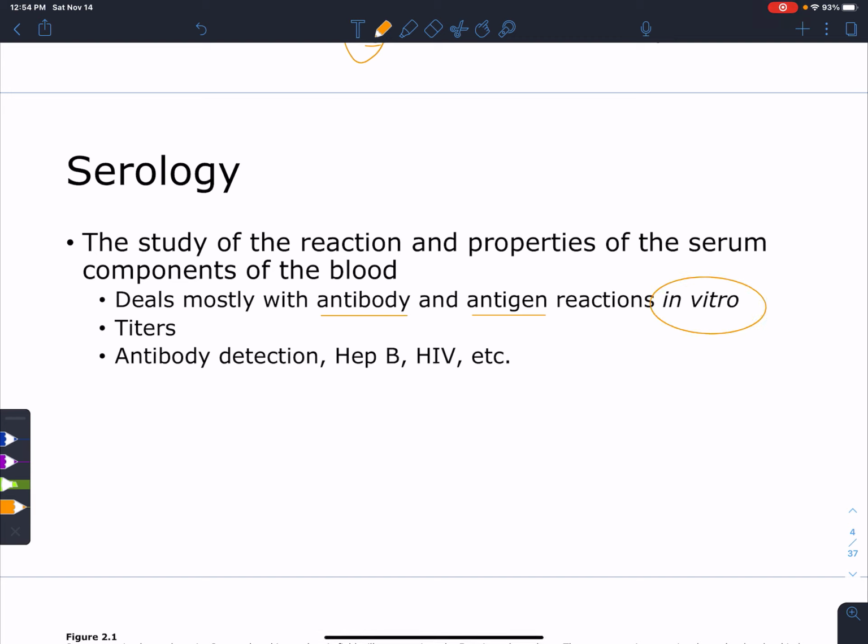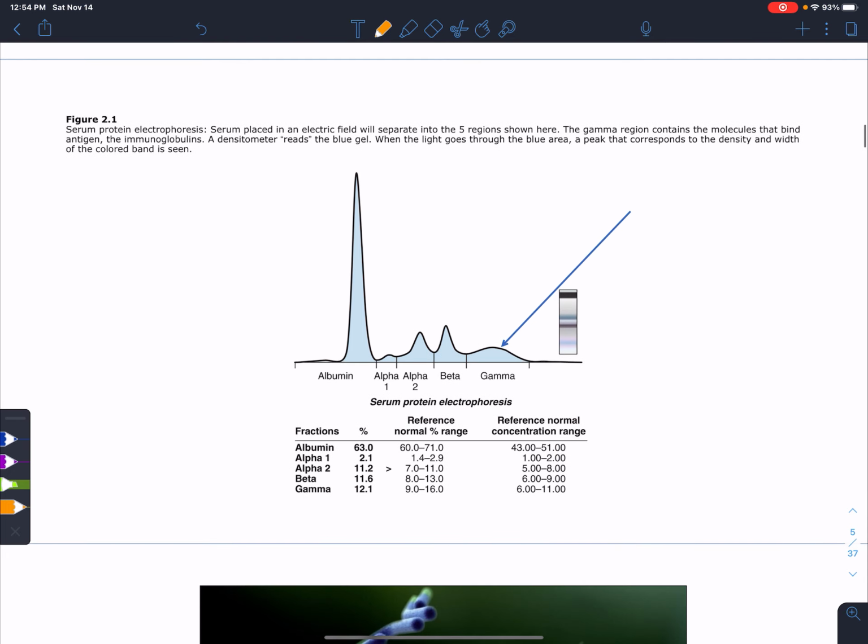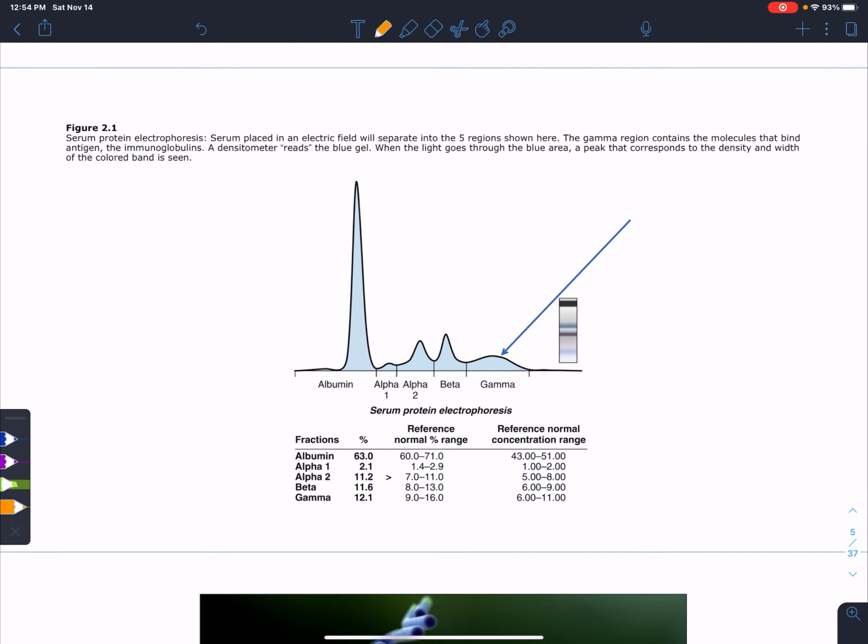So we use it to detect antibodies. Here's that Hep B. We use it to look for that antigen, HIV, etc. There's even more. Okay, Lyme disease, and that's just a few. Right? Oh, let's take a look at this. This should bring back a little bit of memory.